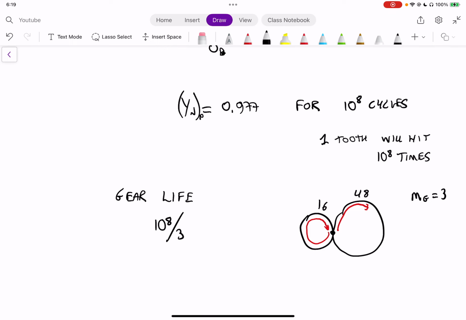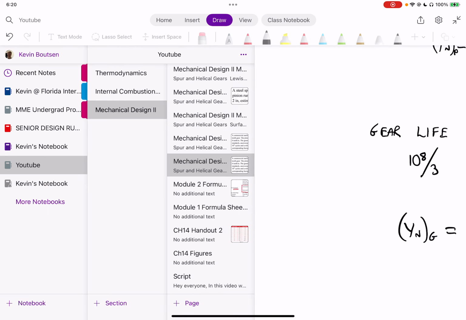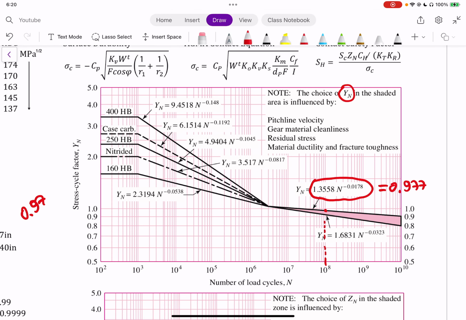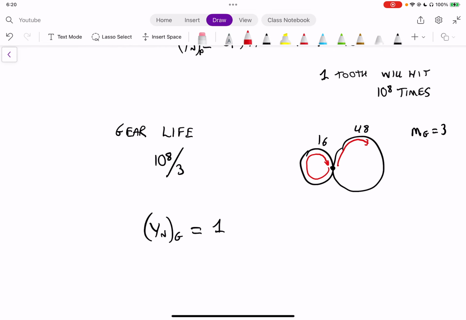So that means that the YN is going to be slightly different from your pinion one. So YNG, if we looked at the graph, we would get 1. Let's look at it really quick just so we have the information and we can see it. So 10 to the 8 over 3 would be 3.33 times 10 to the 7. This is 2 times 10 to the 7, 3 times 10 to the 7, so it's going to be very close to there. And if we look at this value, it's very, very close to 1. If we then plug it into the equation, we get a slightly different number than 1, but very, very close indeed.